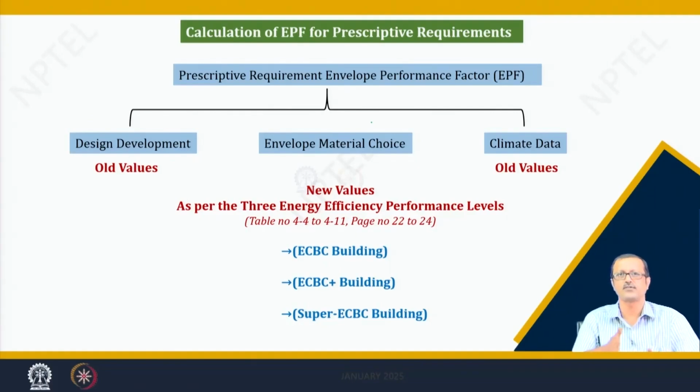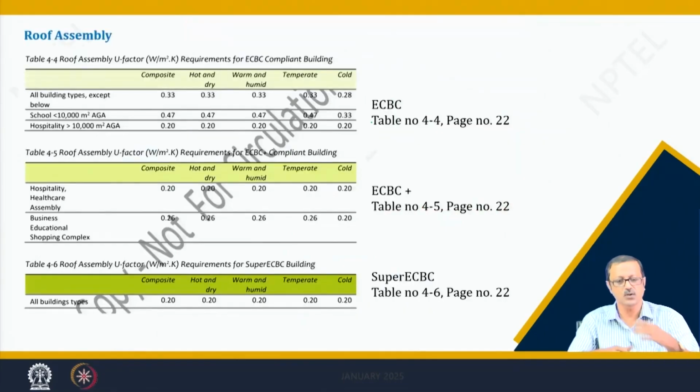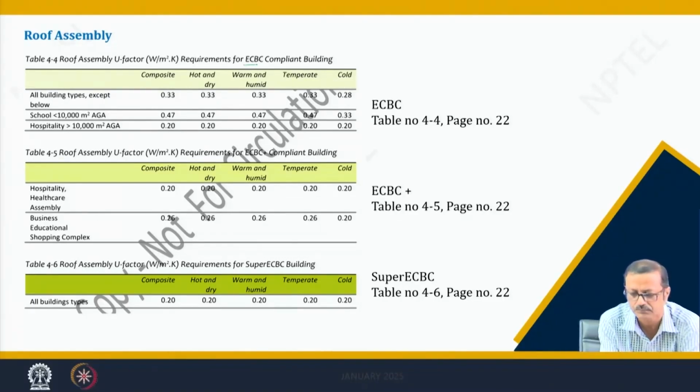So, tables 4.4 to 4.11 on pages 22 to 24 of the ECBC 2017 code are prescribing those values, right, for ECBC and the Plus or whatever. If you go to the roof assembly, all three tables, 4.4, 4.5 and 4.6, are on page number 22. Table 4.4 is giving you the ECBC compliant building. So, you have to go with this U factor for the roof.